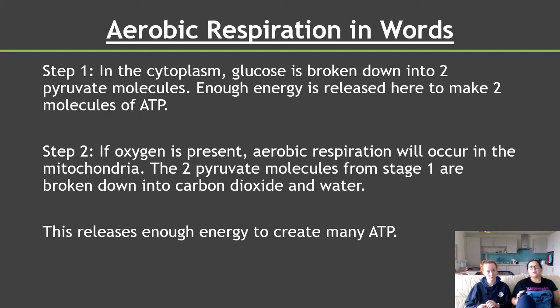So it's step 1, in the cytoplasm, the location. Glucose is broken down into 2 pyruvate. Enough energy is released to make 2 molecules of ATP. So that's the whole of step 1. Step 2, oxygen must be present. Aerobic respiration occurs in the mitochondria, or it's finished in the mitochondria. 2 pyruvate molecules from stage 1 are broken down to carbon dioxide, and this releases enough energy to create many ATP.